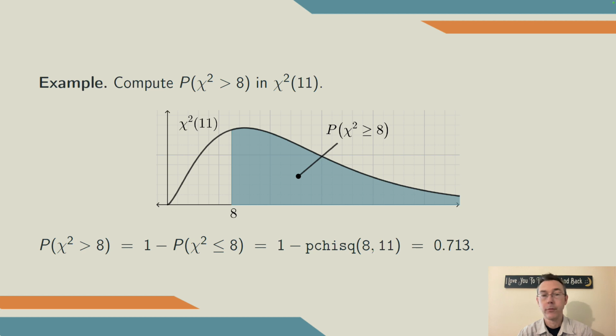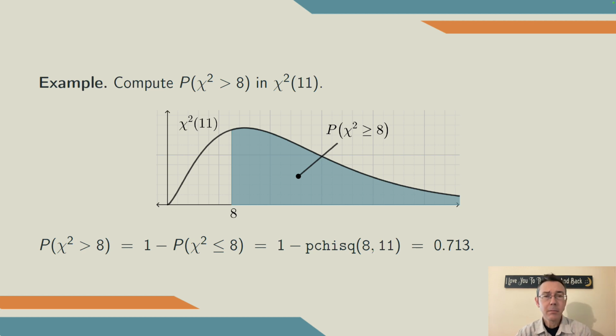So I have displayed that probability here as an area. We're looking at the area under chi-squared of 11 to the right of 8. We're going to do this by finding the area to the left of 8 and then subtracting that area from 1. In other words, using the rule of complements. I'm doing 1 minus the probability that chi-squared is less than or equal to 8, 1 minus pchisq of 8, 11. I get about 0.713.